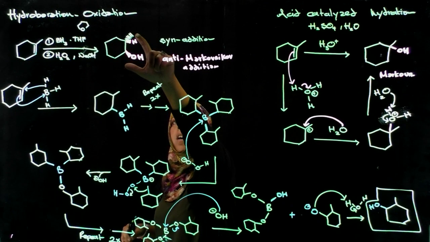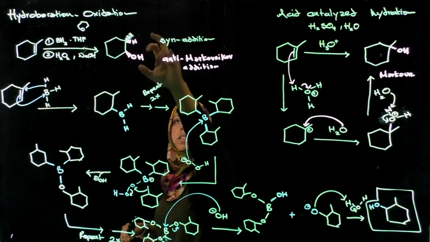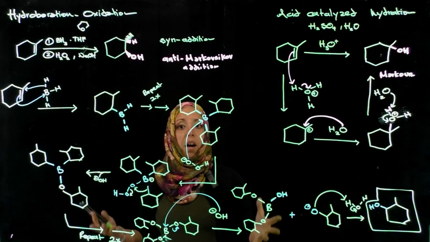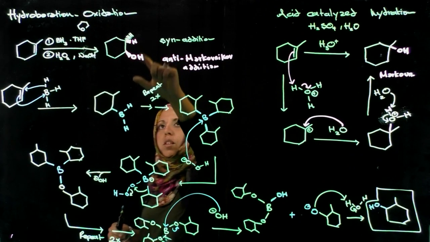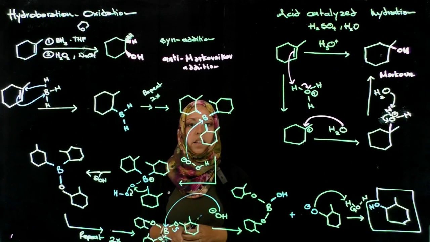If you see a group attached on either end, then the group and the alcohol group are anti to one another because the hydrogen and the alcohol are syn to one another.